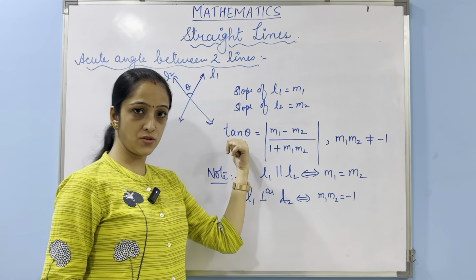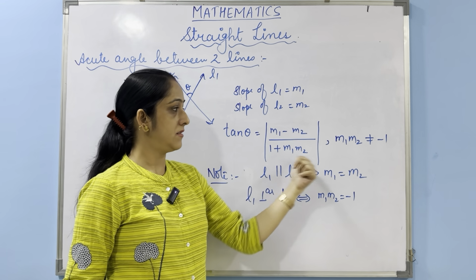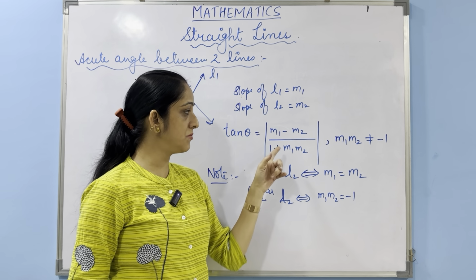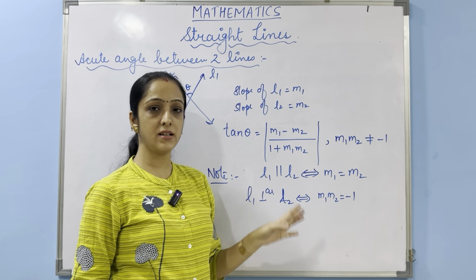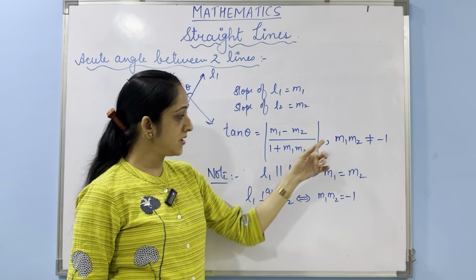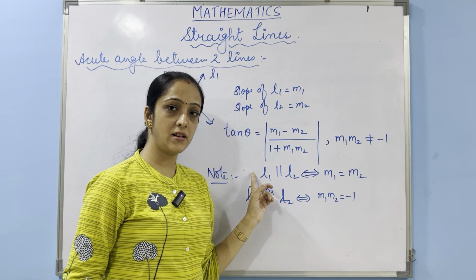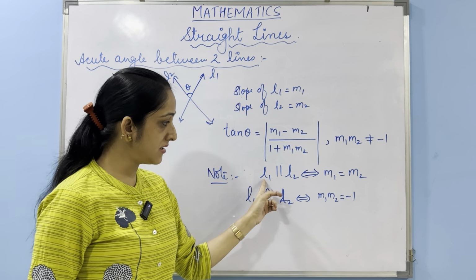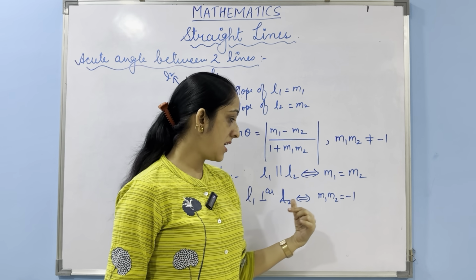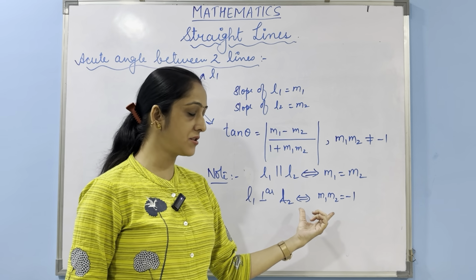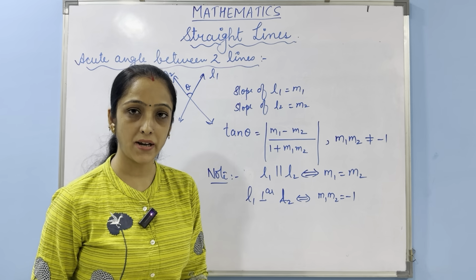That is the formula to find the acute angle. Very simple one. Tan theta is mod of m1 minus m2 divided by 1 plus m1 m2. But this condition is required, and the condition for parallel lines and perpendicular lines. For parallel lines, the two slopes are equal. And for perpendicular lines, the product of their slopes is equal to minus 1.